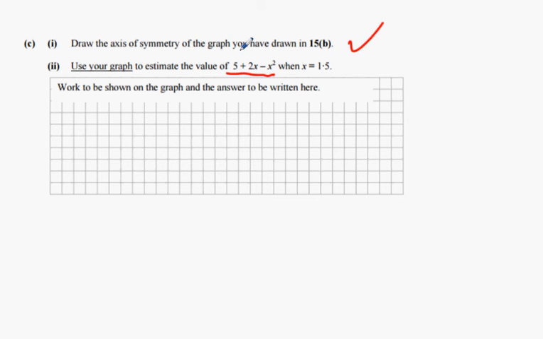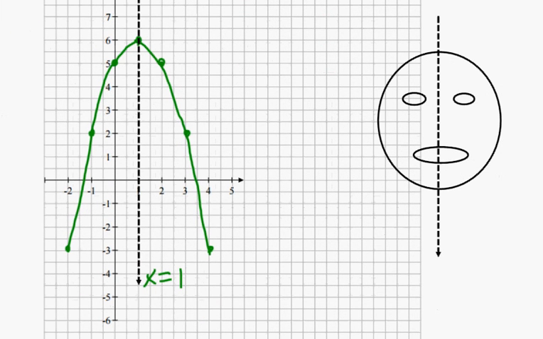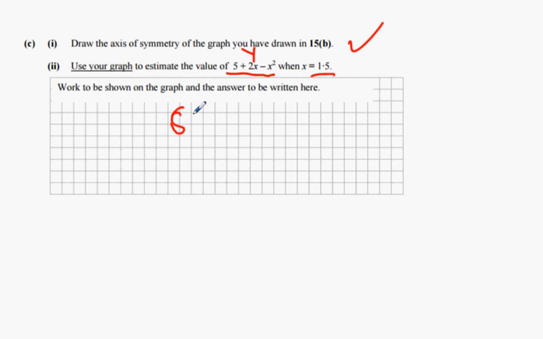Use your graph to estimate the value of this. What is this? That's the function we drew, wasn't it? So I want you to estimate the y value when the x value is 1.5. When is the x value 1.5? Let's go across. Would you say here? Go all the way up, hit the graph and go across. What should our answer be? 5.5. Because this point here is when x is 1.5, the y value is 5.5. There you go.